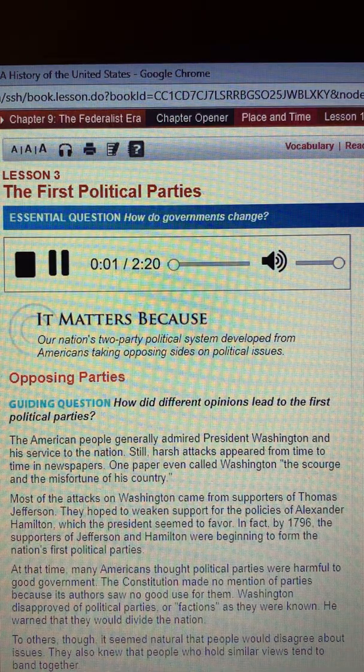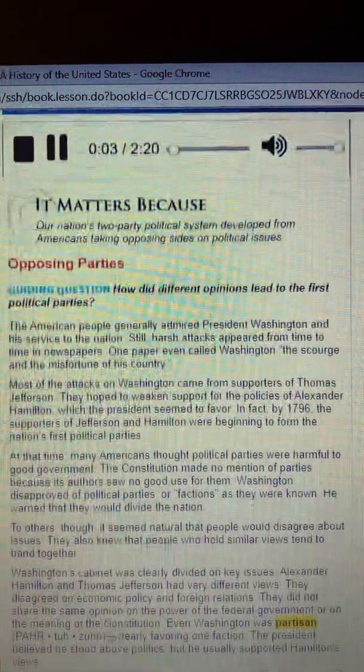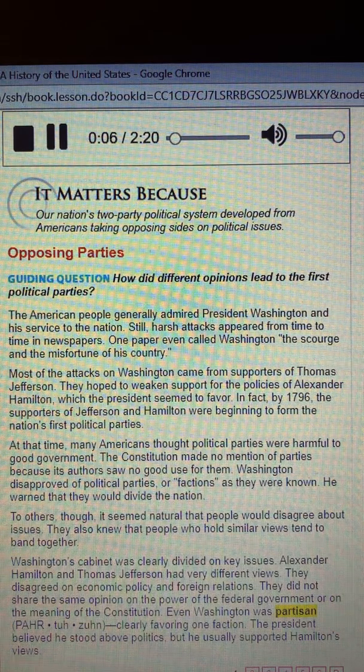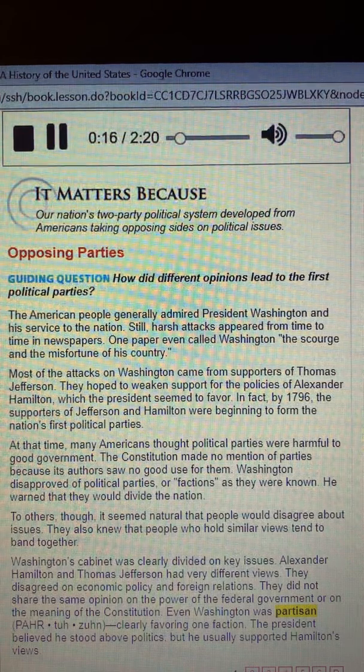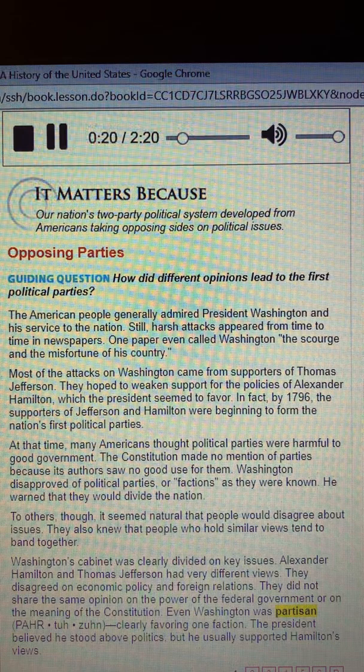Lesson 3: The First Political Parties. It matters because our nation's two-party political system developed from Americans taking opposing sides on political issues. Opposing parties. Guiding question: how did different opinions lead to the first political parties?